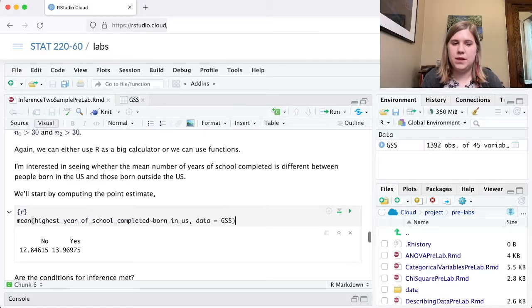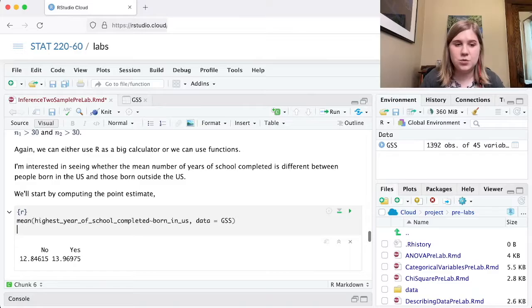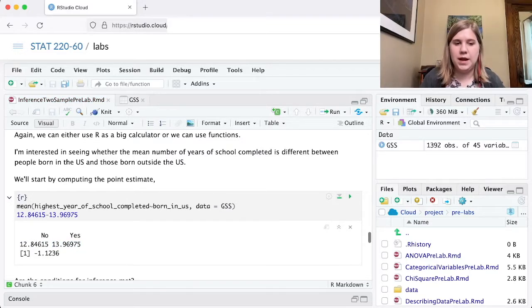And let's see, the mean number of years of school for someone who was not born in the US, 12.8. The mean number of school years for someone born in the US, 13.969. And I could do the difference of those means. So let's see, 12 thing and this 13 thing and subtract them. Now let's hit the play button. Okay, negative 1.12. So it looks like people who were born in the US have a little bit more schooling, but we want to know, are we pretty confident that that's the case, or could it actually be going either way?